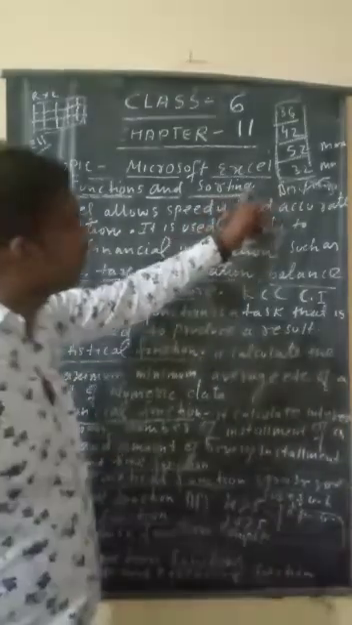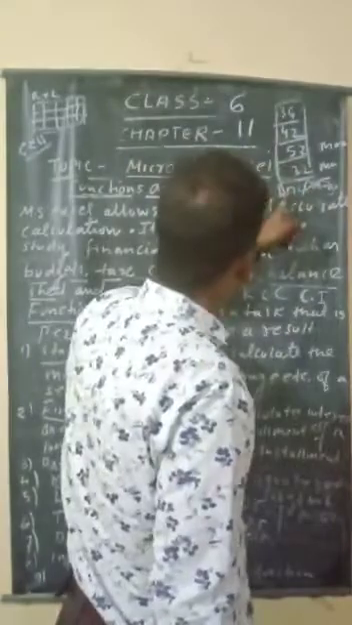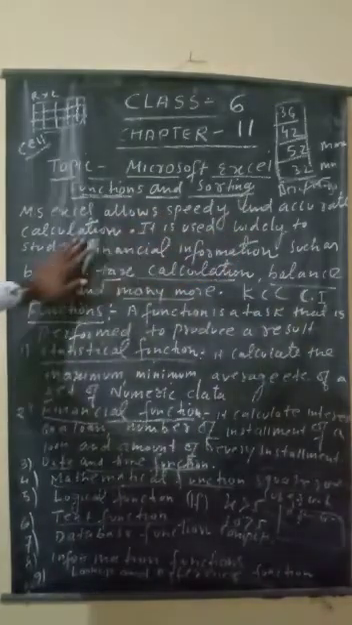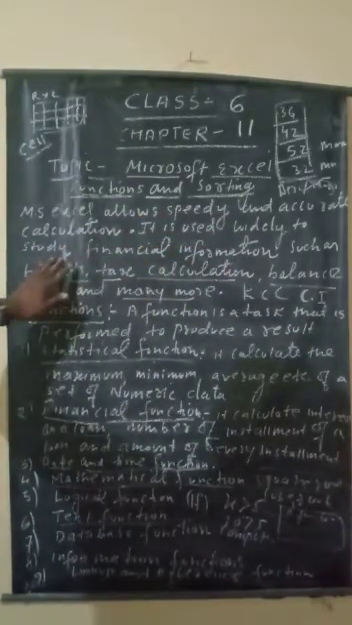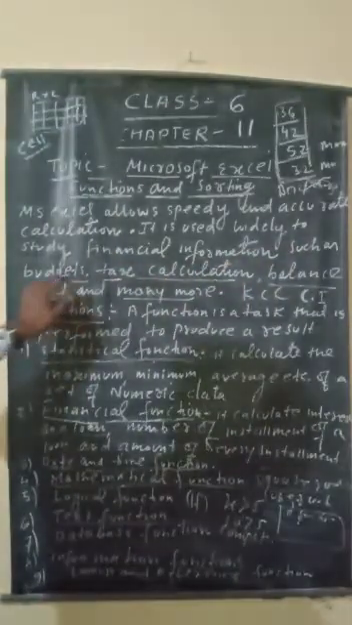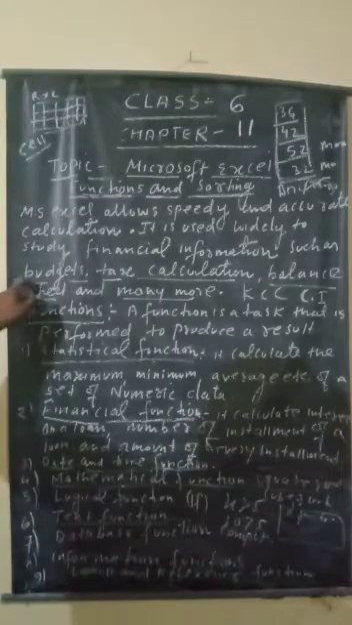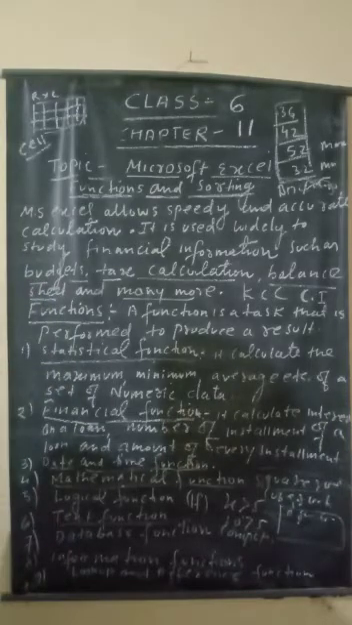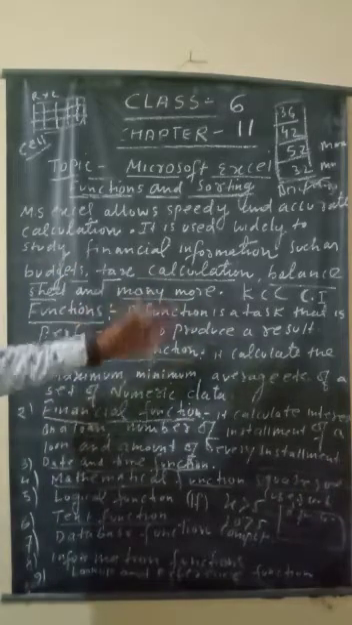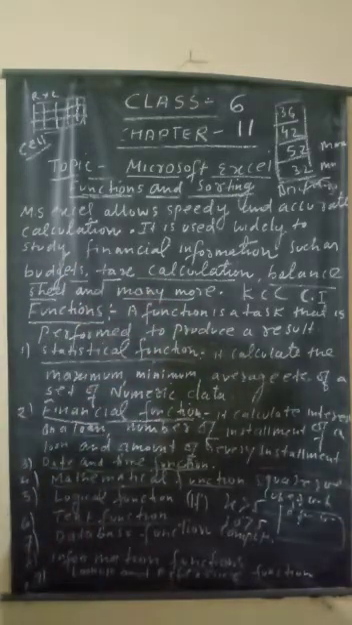In sorting, you can arrange data in ascending order or descending order. This is known as sorting. So MS Excel allows speedy and accurate calculation. It is used widely to study financial information such as budgets and taxes. Suppose in a budget there are lots of parts, how many taxes are imposed, calculations, balance sheets, and many more things you can do with these functions. A function processes tasks to produce a result. Thank you. Have a nice day.